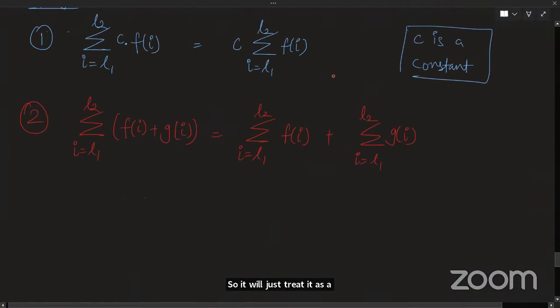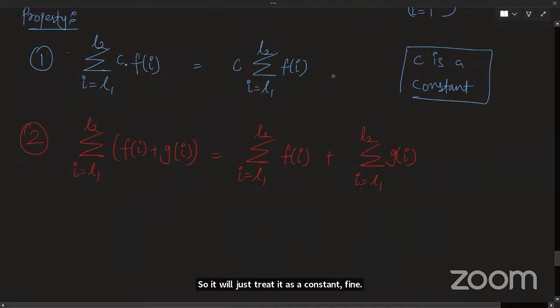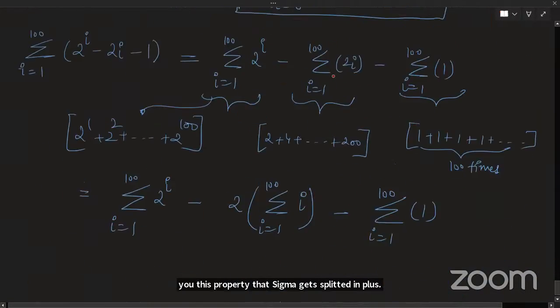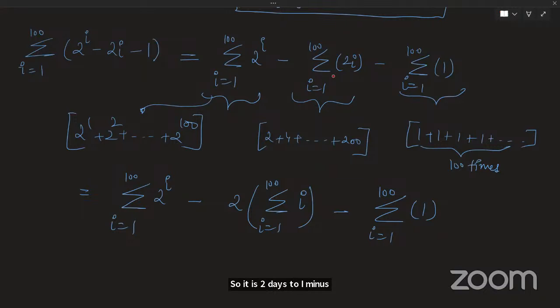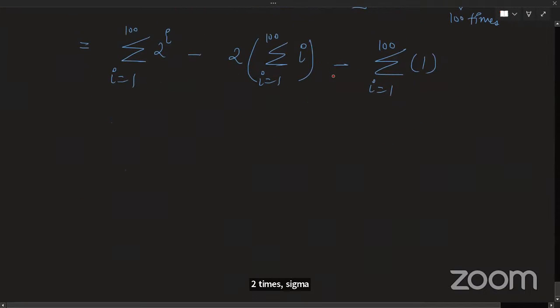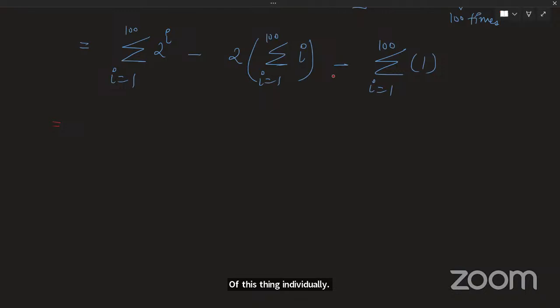Similarly, I had taught you this property that sigma gets splitted in plus and your constants come outside. So it is 2 raised to I minus 2 times sigma I minus sigma 1. That is how you can do it. So can you find the sum of this thing individually? Can anyone do it? We will try, sir.